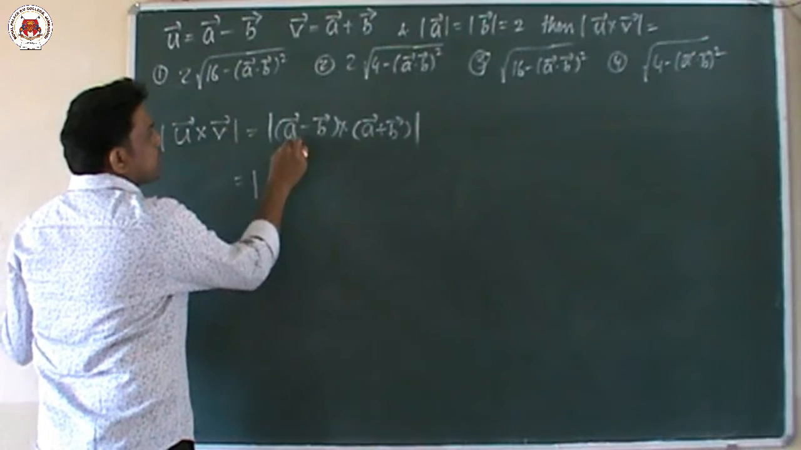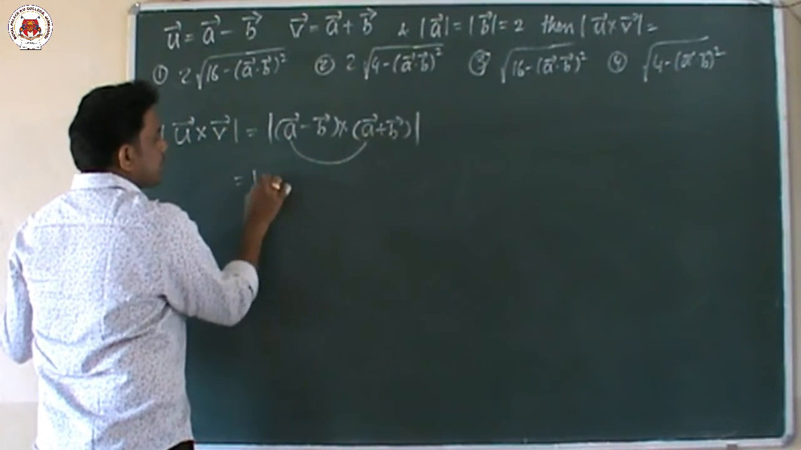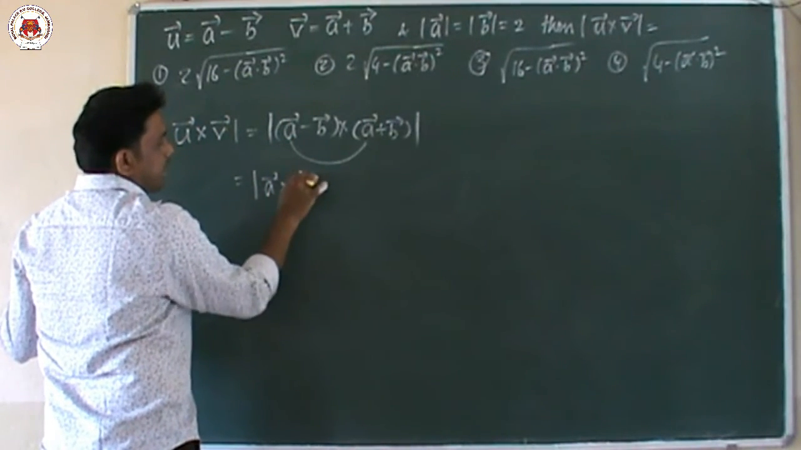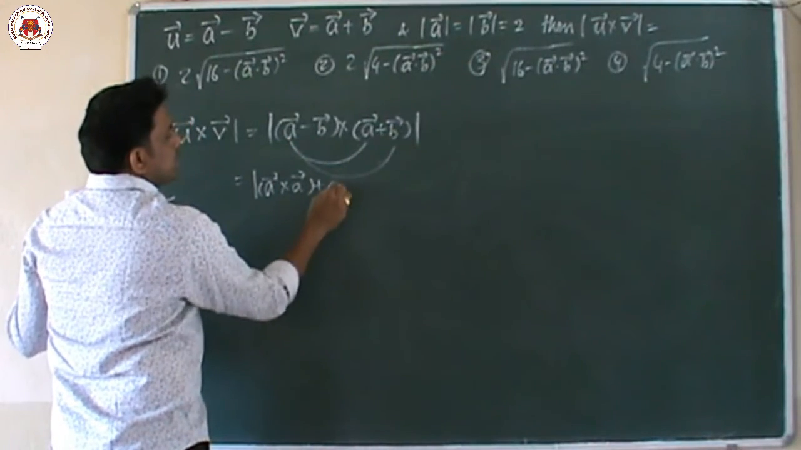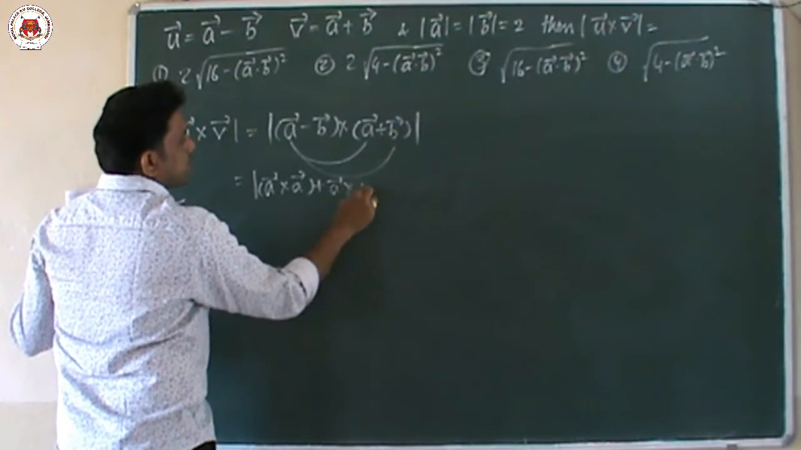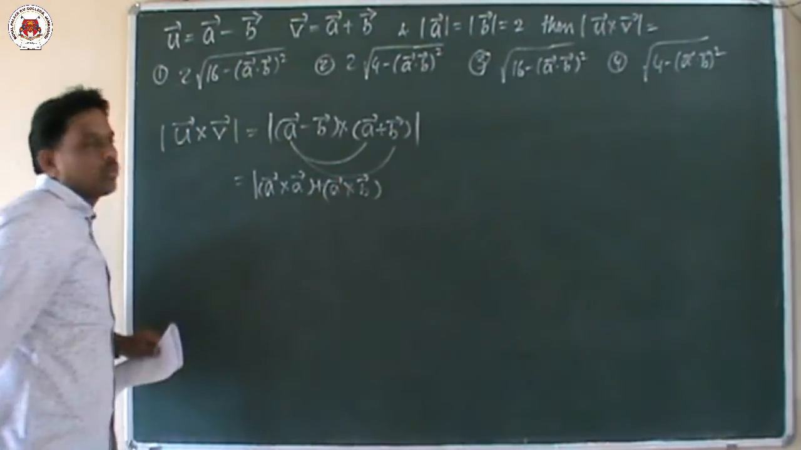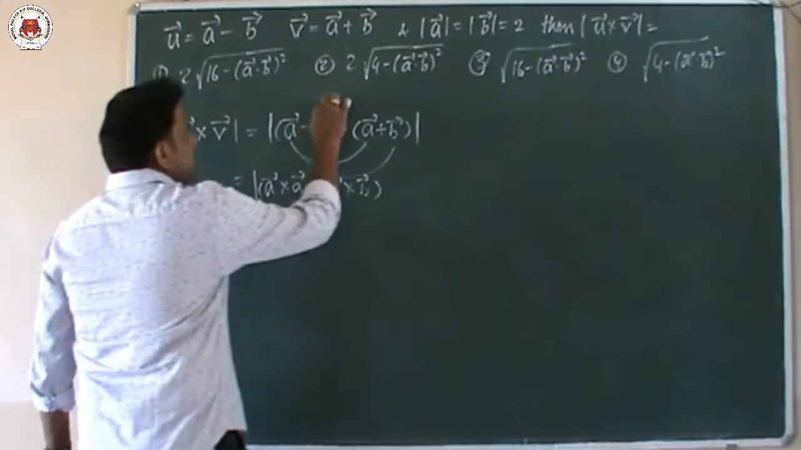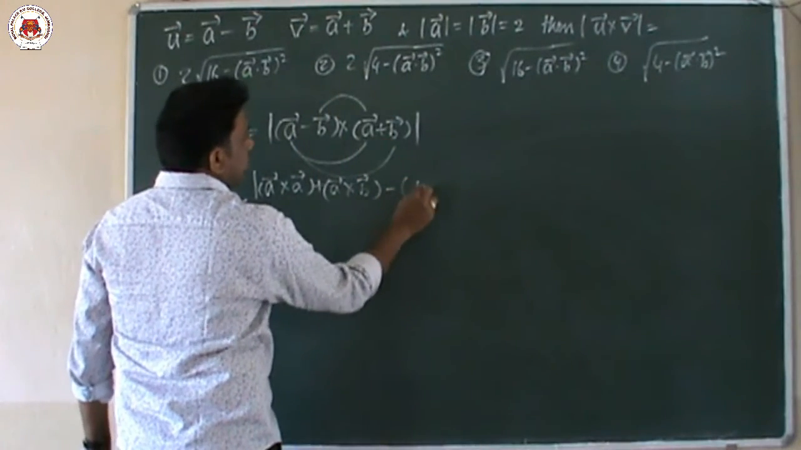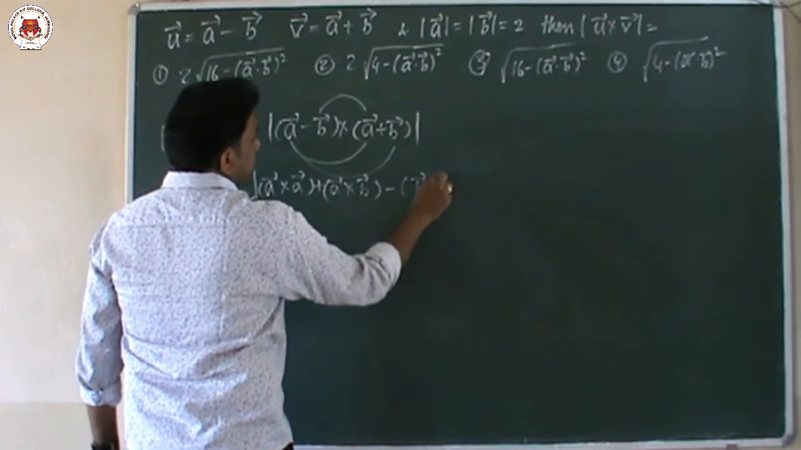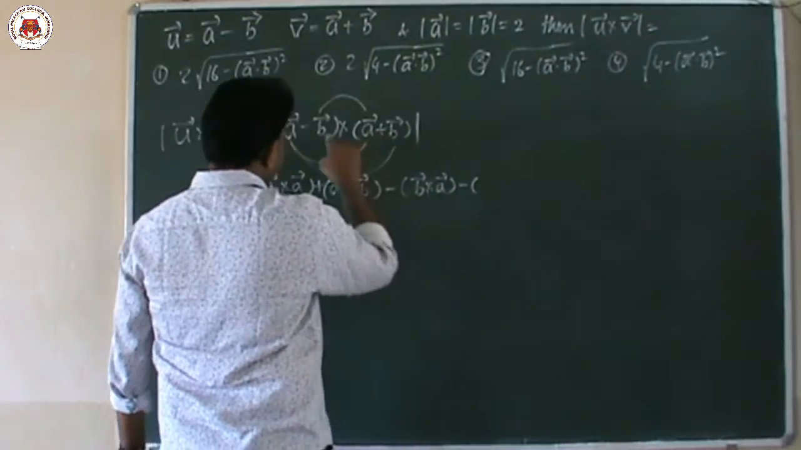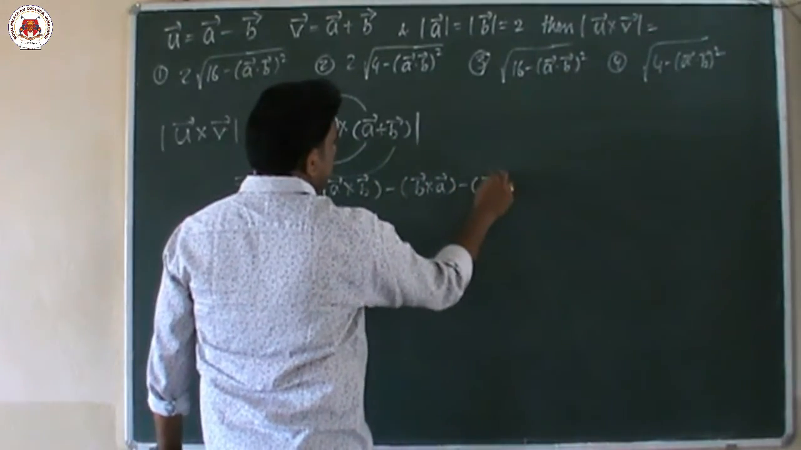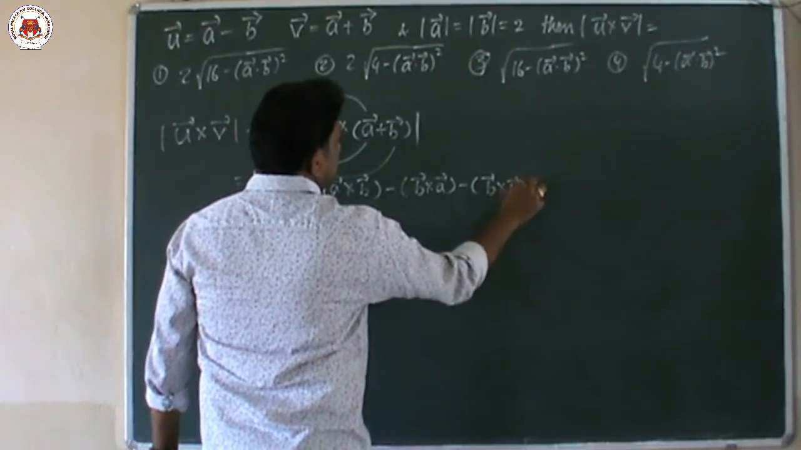How to do the cross product? a cross a, then vector a cross vector b. Again plus, with b also, plus vector a cross vector b. With a, the cross is over. Now we'll go with b. Minus is there: minus of vector b cross vector a. Again plus into minus gives minus. Here b vector cross b vector.